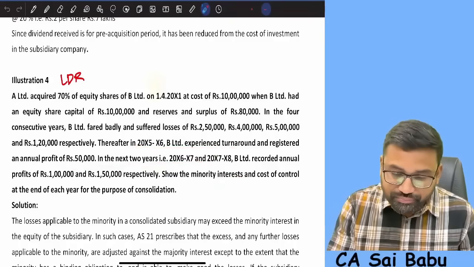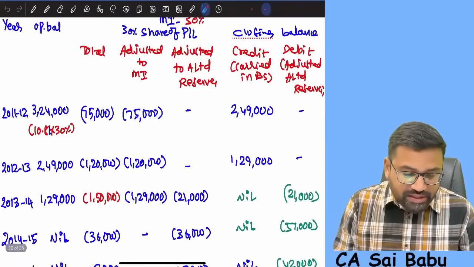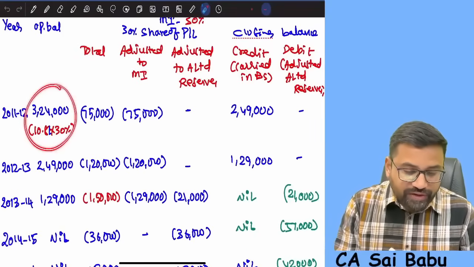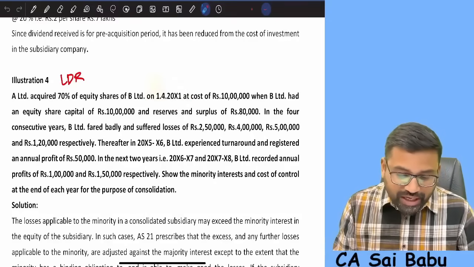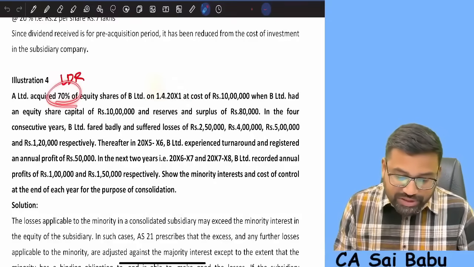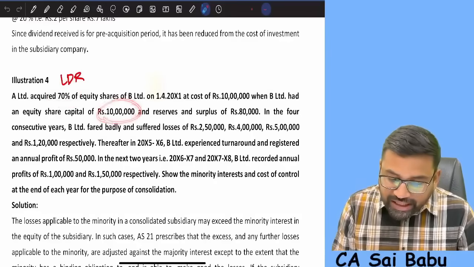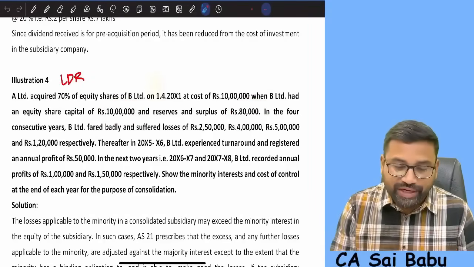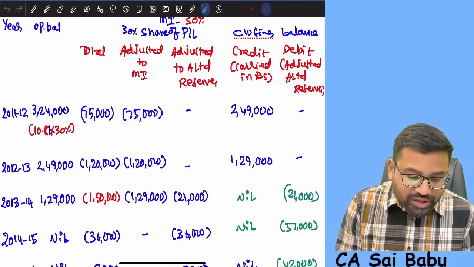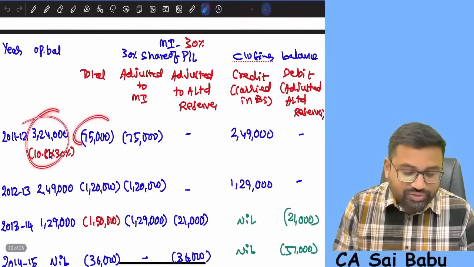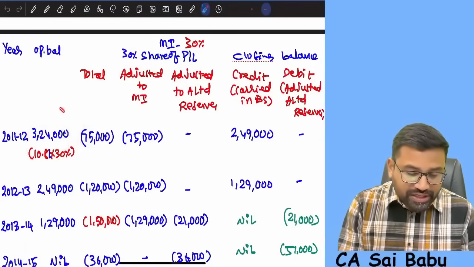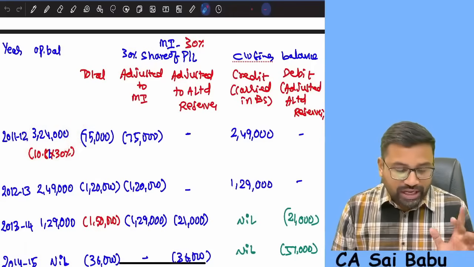Simple. See this. First, at the beginning, on the date of acquisition, that is on 1/4/2011, when the parent company acquired the subsidiary company, they acquired 70%. On that date, equity share capital 10 lakhs, reserves and surplus 80, total 10.8. In this 10.8, the minority shareholders' share is 30%. Therefore, minority interest at the beginning is how much? 3,24,000. Minority interest on the date of acquisition is 3,24,000.